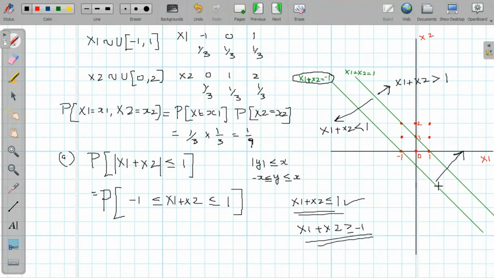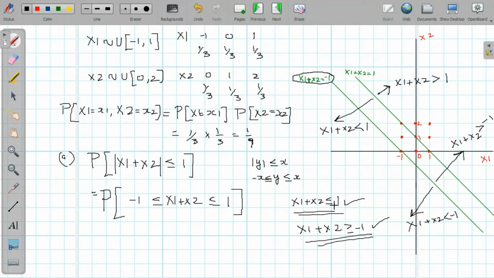So the region lying above this line is the region for which x1 plus x2 is greater than minus 1. And similarly, the region lying below this line is the region for which x1 plus x2 is less than minus 1. So this inequality covers the region that includes this infinite line plus the region that is lying above this line.